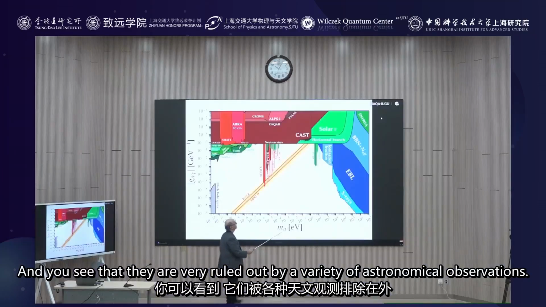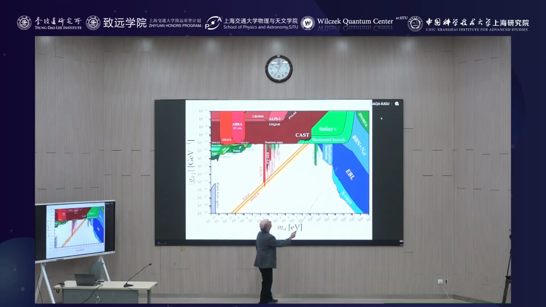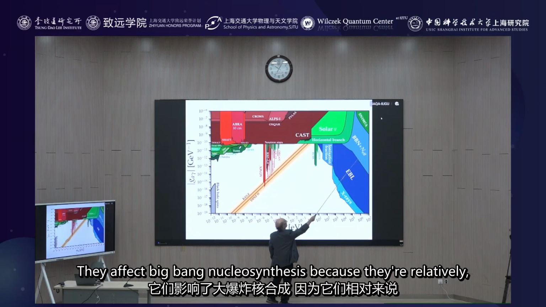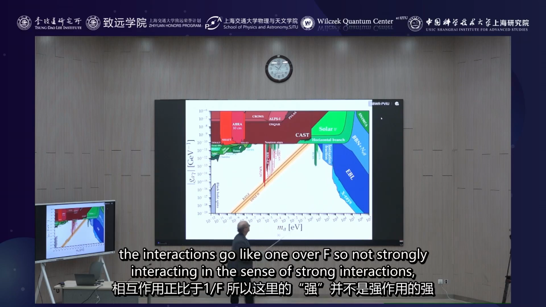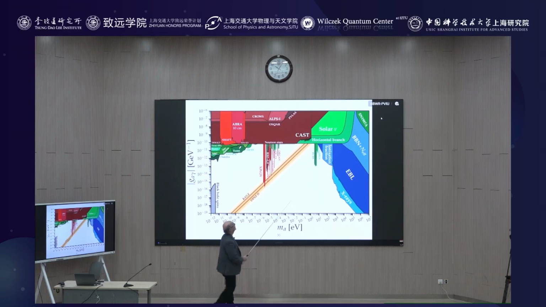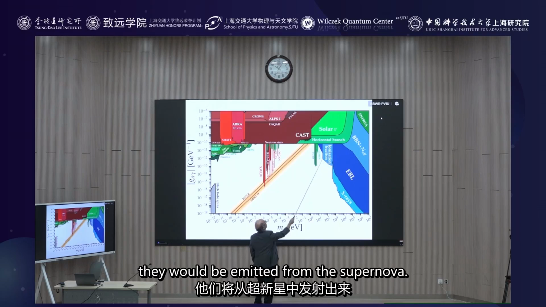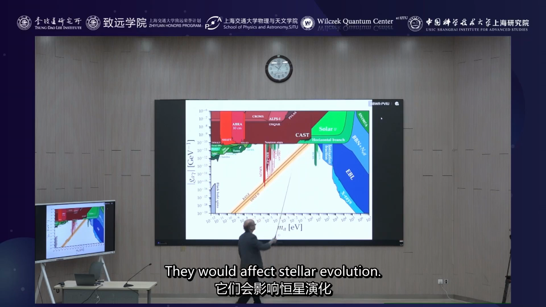And you see that they are very much ruled out by a variety of astronomical observations. Their decays would cause X-rays and an extragalactic background of light. They affect Big Bang nucleosynthesis because they're relatively strongly interacting. Remember, the interactions go like 1 over f. So not strongly interacting in the sense of strong interactions, but much more strongly interacting than axions would be if their masses are over here. They would be emitted from the supernova. They would cause ionization, and they would affect stellar evolution.